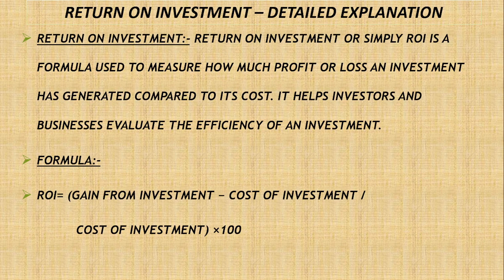Return on investment, detailed explanation. Return on investment, or simply ROI, is a formula used to measure how much profit or loss an investment has generated compared to its cost. It helps investors and businesses evaluate the efficiency of an investment. Formula: ROI equals gain from investment minus cost of investment, divided by cost of investment. The whole will be multiplied by 100.